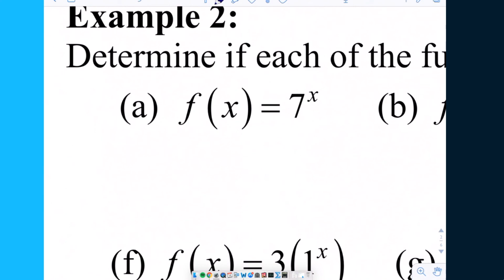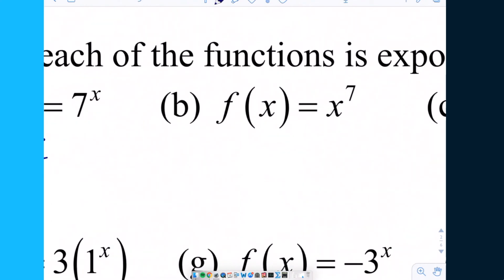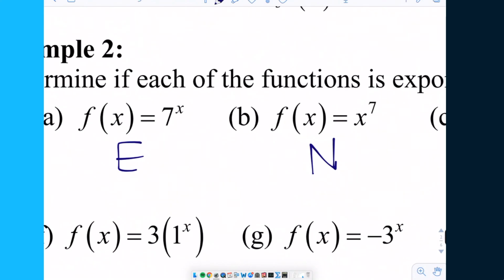Letter A. So e for exponential. The base is 7, and the exponent is x. Good. How about this one? x to the 7th. No, that one is polynomial. Now, which one is bigger for small values of x? x to the 7th is probably going to be bigger for relatively small values of x. But once you get outside of x equals 1, the 7 to the x is going to overtake it, and they won't cross anymore. So that's why we say in the long run, exponential functions go faster.